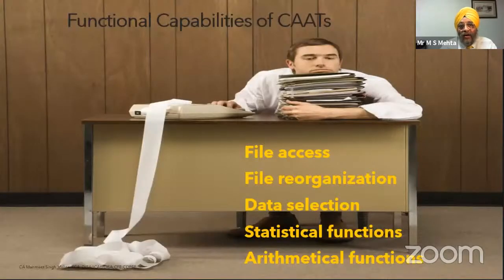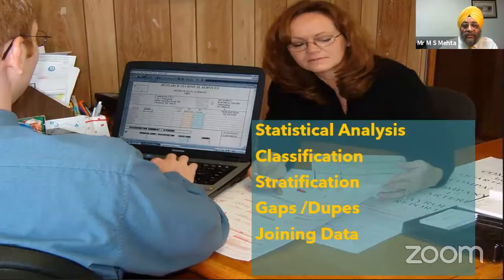Okay. Audit tools help you access different kinds of files. Your data could be from Excel, from Word, from different tools. You can access them, reorganize them, filter the data, and select any data as per your criteria. You could use statistical and arithmetical functions. All these audit tools generally provide these facilities, along with statistical analysis, classification, stratification. You could find gaps, duplicates, and join any kind of data.